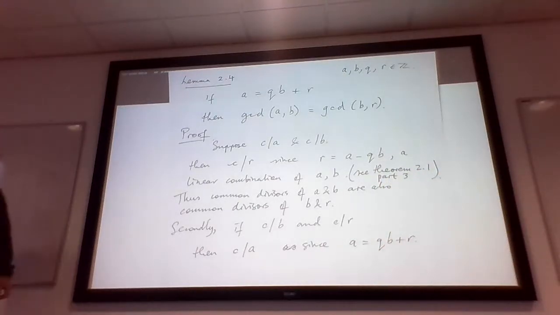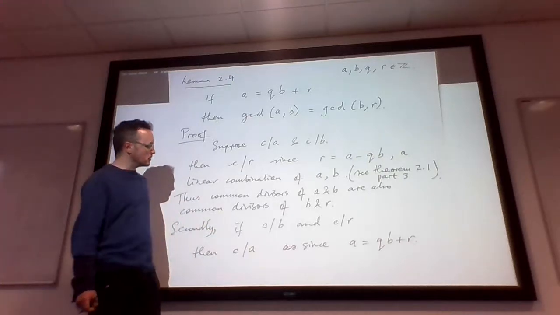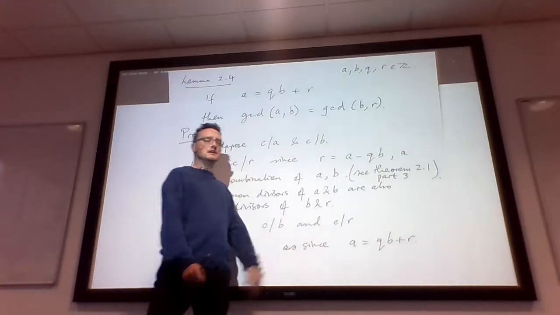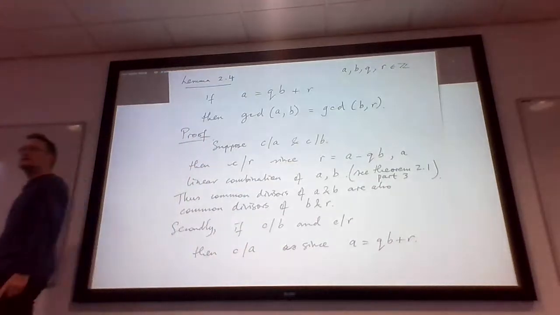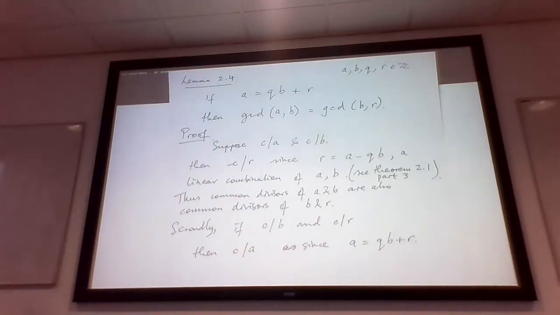Okay. And run the same argument the other way. If you've got a common divisor of B and R, it automatically divides A. Okay? Because A is a linear combination of B and R.